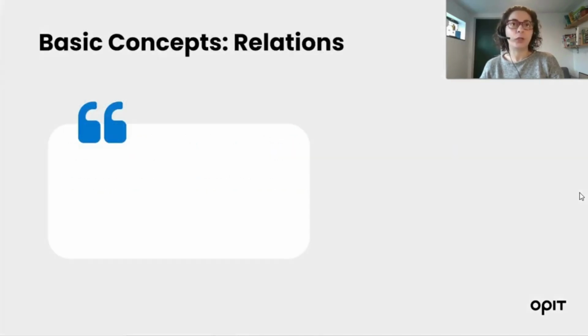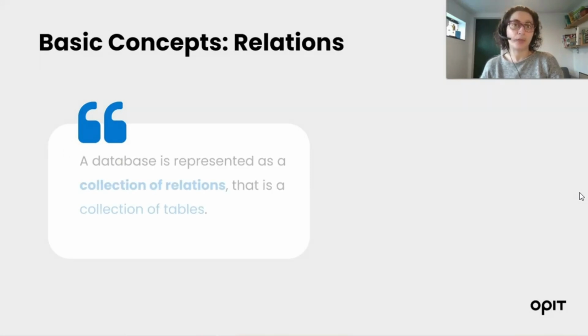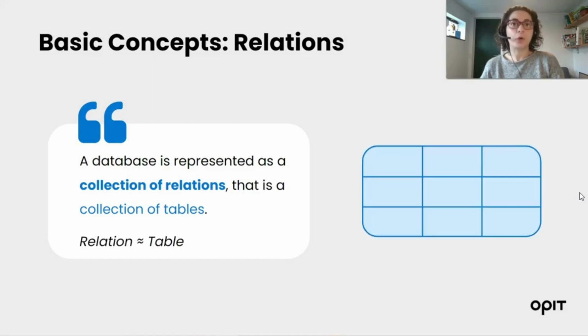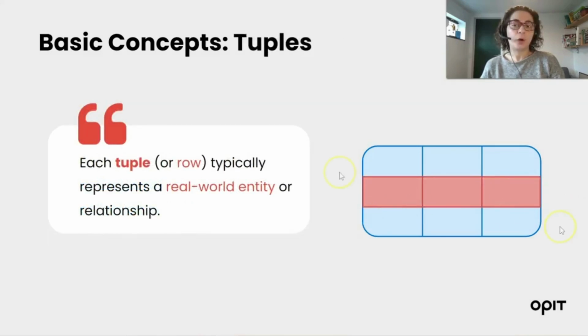The relational model has three basic concepts: the relations, the tuples, and the attributes. A relation can be thought of as a table. In the relational model, a database is represented as a collection of tables or a collection of relations. Each relation would typically correspond to or model an entity type of the real world. Then a tuple, or a row, as the name suggests, is a row of that table or relation, and it represents a real world entity or relationship.